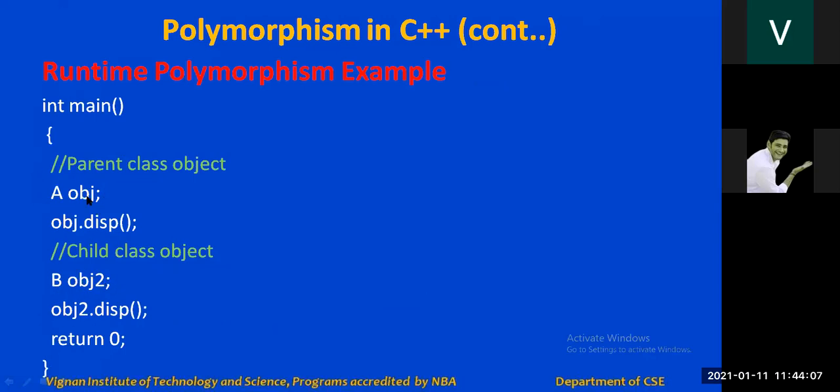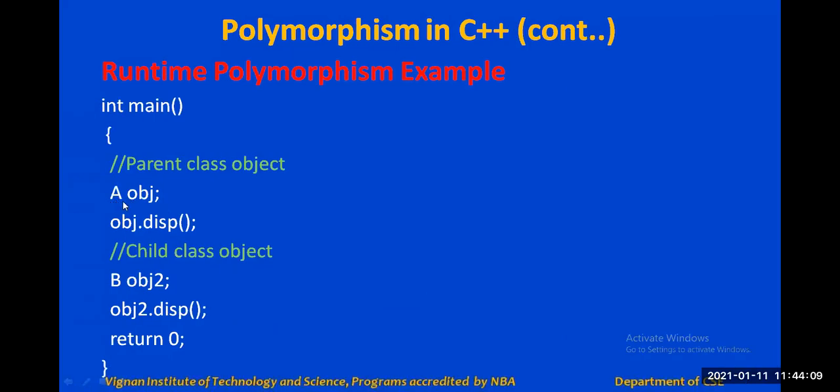Simply I have created an object of the parent class, a obj dot display. Which definition of the function will be called here? Parent class definition or child class definition? A obj dot display. The display function has two definitions, one in the parent class, another in the child class. Which class definition will be called by the parent class object? Yeah, parent class definition.